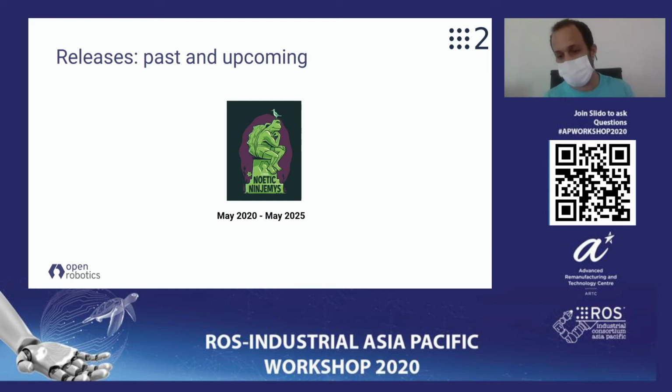This is not ROS2, this is ROS1, but because it's the latest version and the last version that is going to happen, I just wanted to mention that Noetic Ninjemys is out and it's going to have 5 years of support, and it will be the last one. So you have 5 years to do the transition to ROS2 if you want. Next.